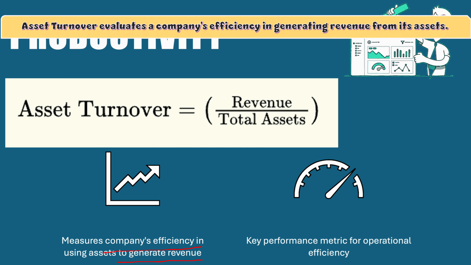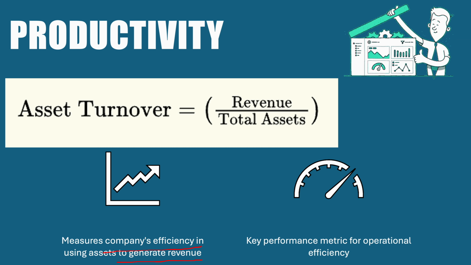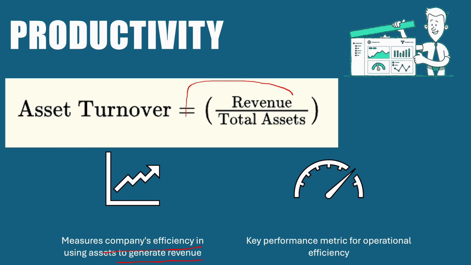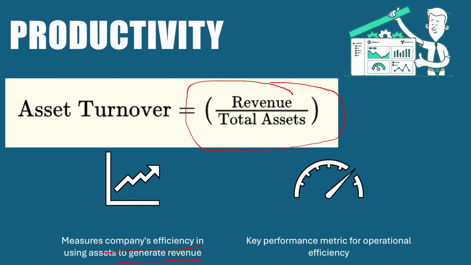Like for a given company, these many assets were there. With this many assets, how much revenue the company was able to generate, that is asset turnover. It's a key performance metric for operational efficiency. So if we are efficient in utilizing our assets, we would be able to have more asset turnover with fewer assets, which means with a given asset we are able to reap more revenue if our asset turnover is good.